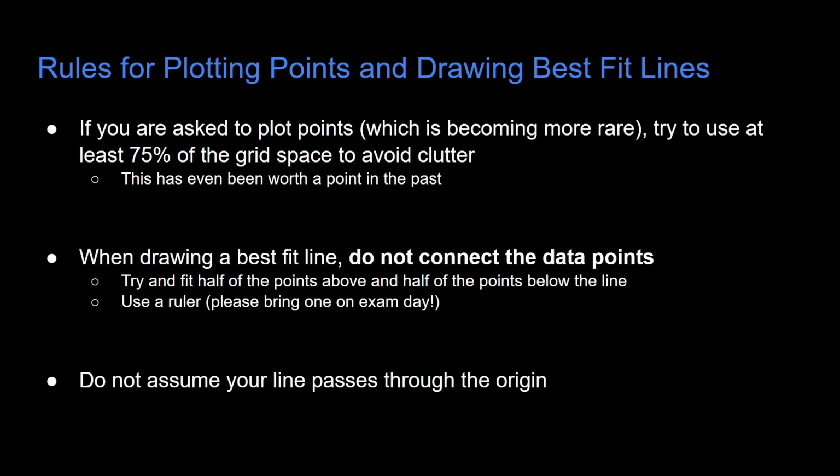Do not assume your line passes through the origin. If your trend line is trending towards a y-intercept that's not 0, it probably does not have a y-intercept of 0. Also, the y-intercept has been tested recently, and sometimes it does have real physical meaning that we wish to calculate.